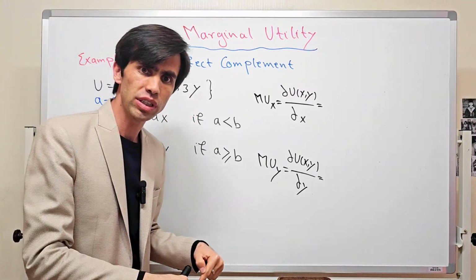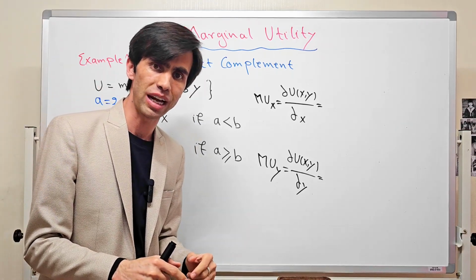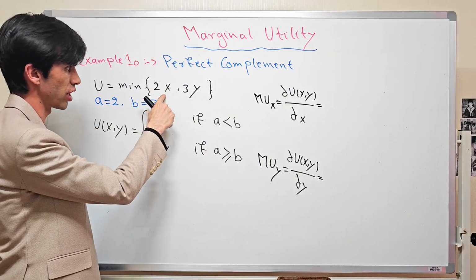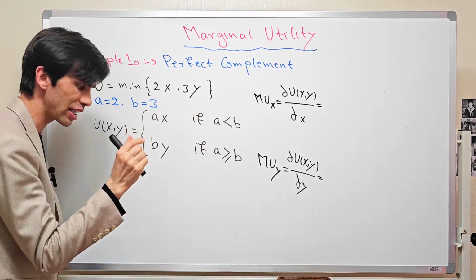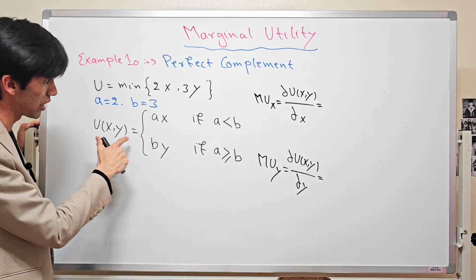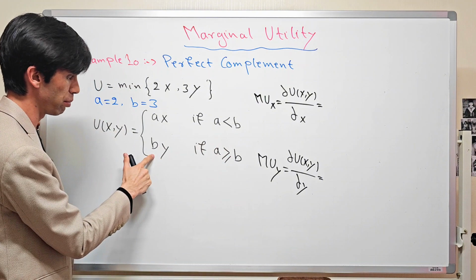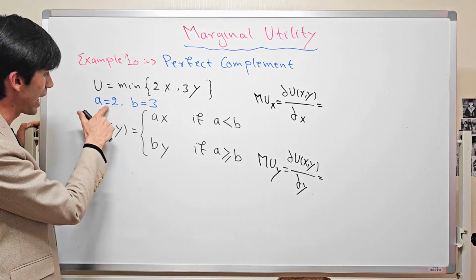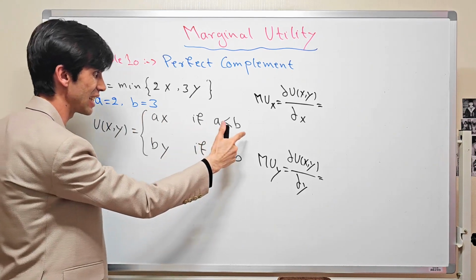From the previous video, where we derived the marginal utility formula for the perfect complement utility function, you know that a is equal to 2, which is the coefficient of x, and b is equal to 3, which is the coefficient of y. And we already covered that this utility function will take the format of ax if a is less than b, and will take the format of by if a is greater than or equal to b. So now, you know that a is 2 and b is 3. So clearly a is less than b.